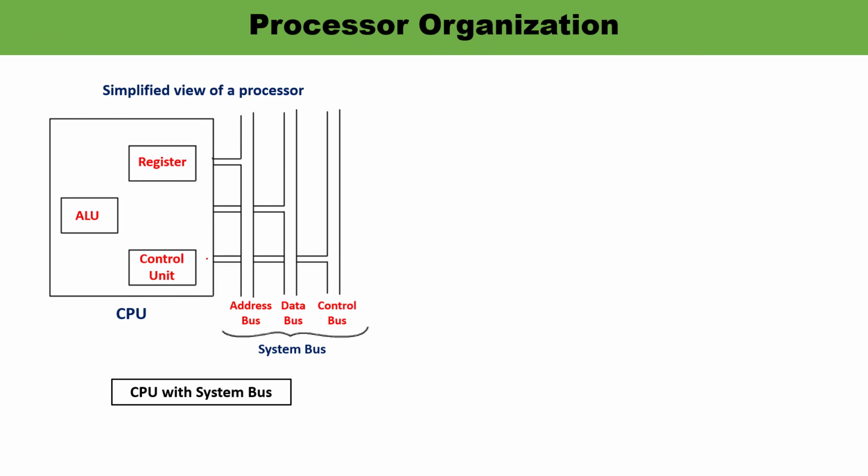Another important, major component of the processor is the control unit. The function of the control unit is to control the data movement and instruction movement. Data can be moving out or moving in. The control unit controls the movement of data and instructions into and out of the processor, and it also controls the operation of the ALU. So this is how you can understand the function of the control unit.